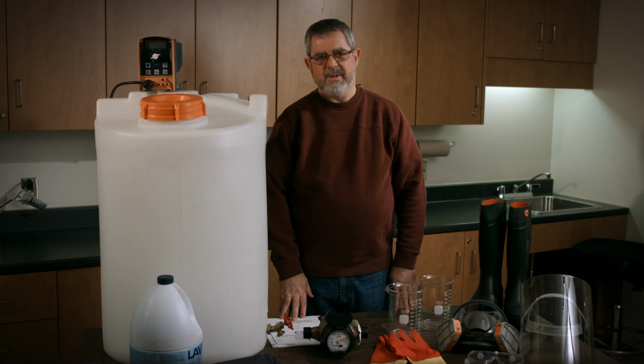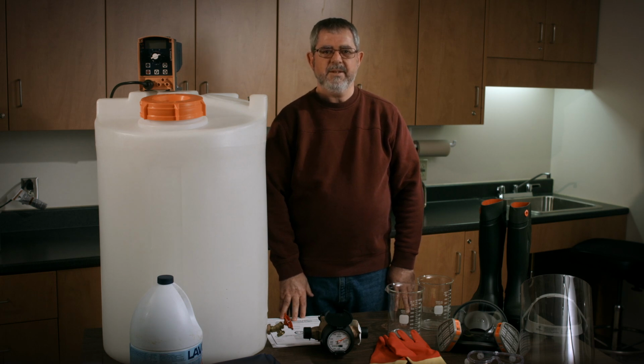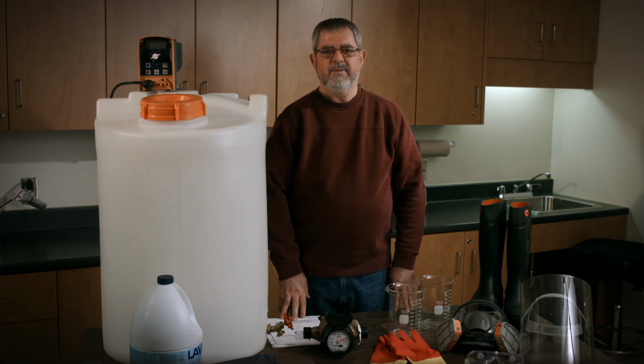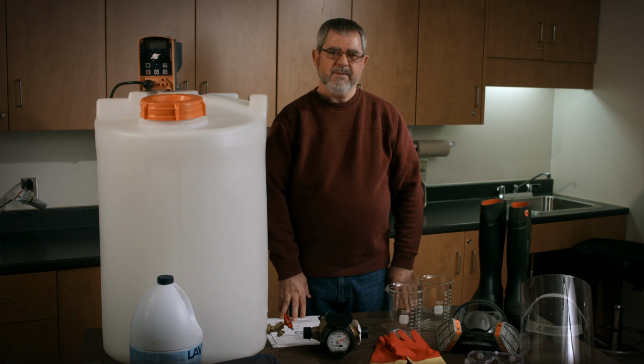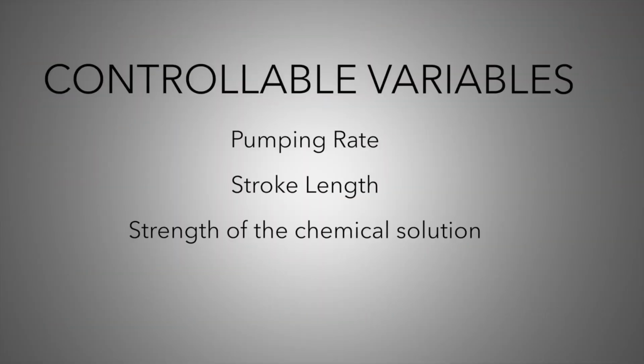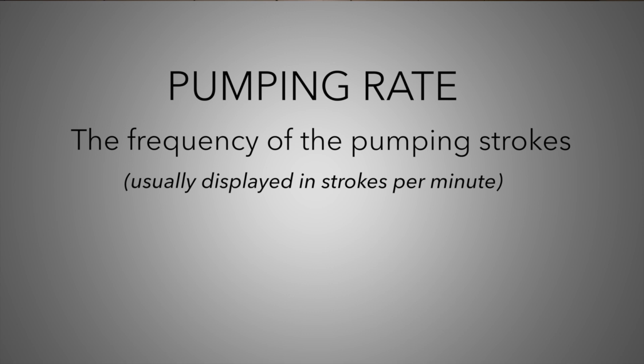The operational parameters of the system involve three controllable variables. The first two controls are functions of the chemical metering pump. They are the pumping rate and the stroke length. The third control is the strength of the chemical solution. The pumping rate is the frequency of the pumping strokes, usually displayed in strokes per minute.